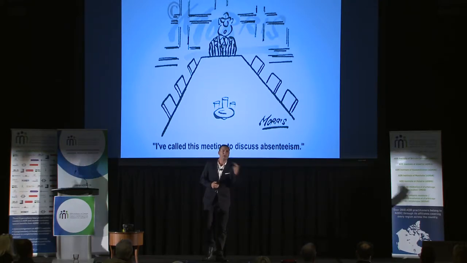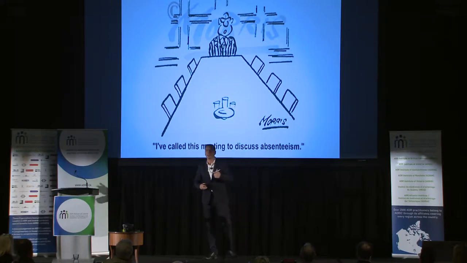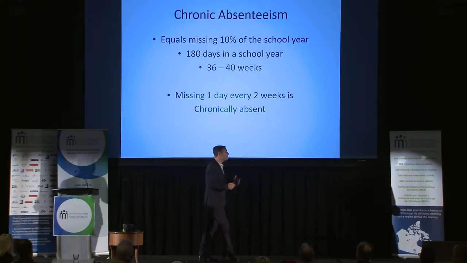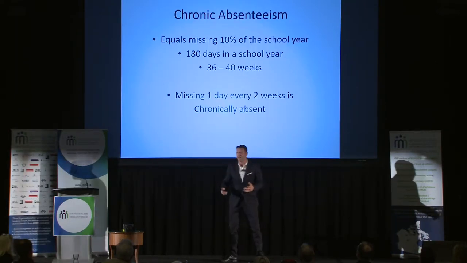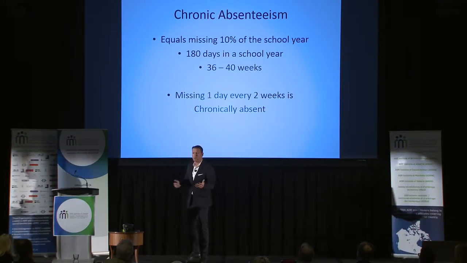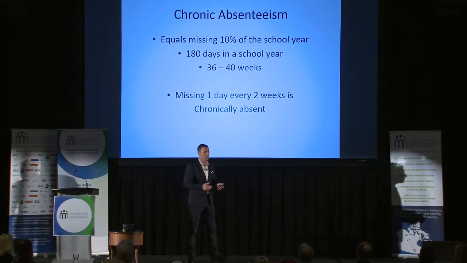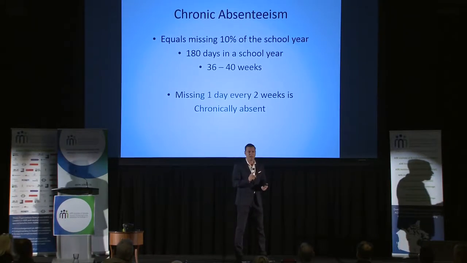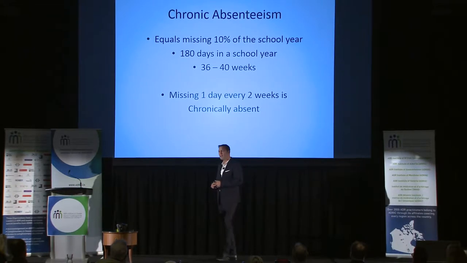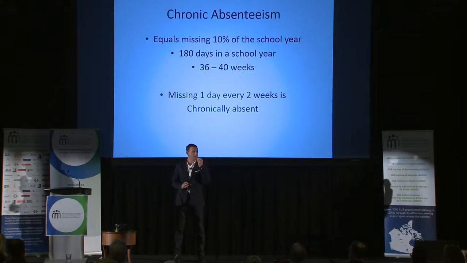So now the question is, how much absenteeism? Let's take a step back in terms of figuring it all out. So now there's a symptom called chronic absenteeism. Let's examine what chronic absenteeism is. If we take a look, there's about 180, 190 school days in a school year, depending on your district. That's broken down into roughly 36 to 40 weeks of school. So if your child misses one day every 2 weeks, that's 2 days a month, they have just missed out on 10% of their education. It's gone.